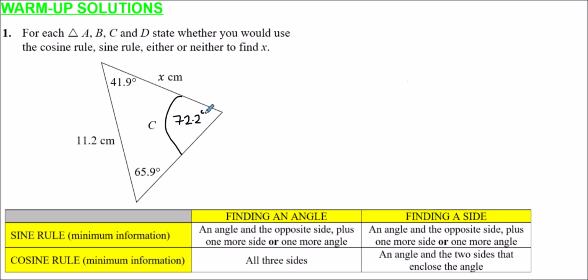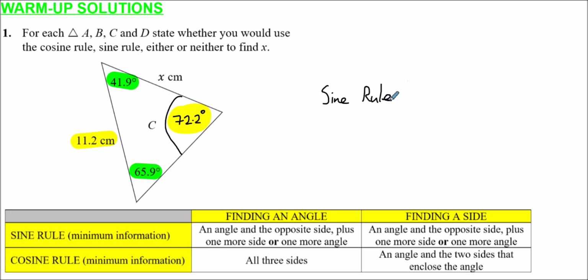And once you fill that one in, it becomes much more obvious, because now we have an angle and the side opposite to that angle. So this fulfills what we need for the sine rule. We know an angle and its opposite side, 72.2 and 11.2. Then we just need to know one more side or one more angle, which we do. In fact, we know two more angles. We could use sine if we just knew one more. And so this fulfills enough information for us to use the sine rule.